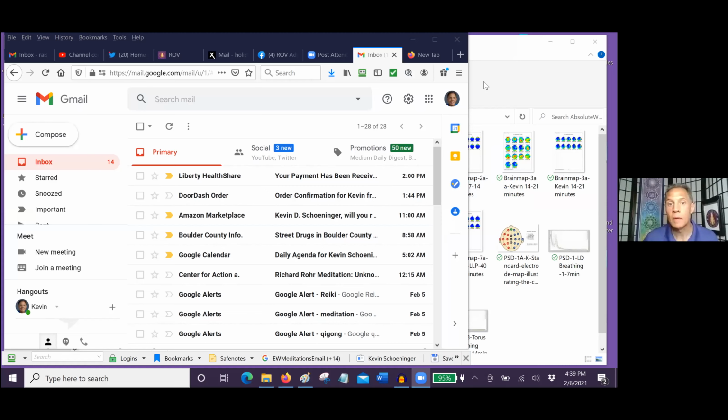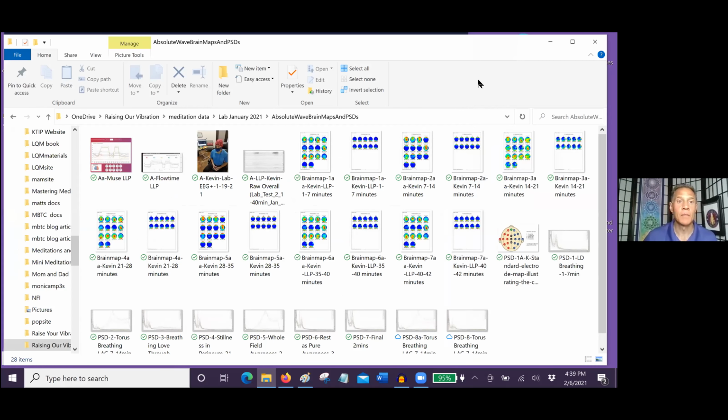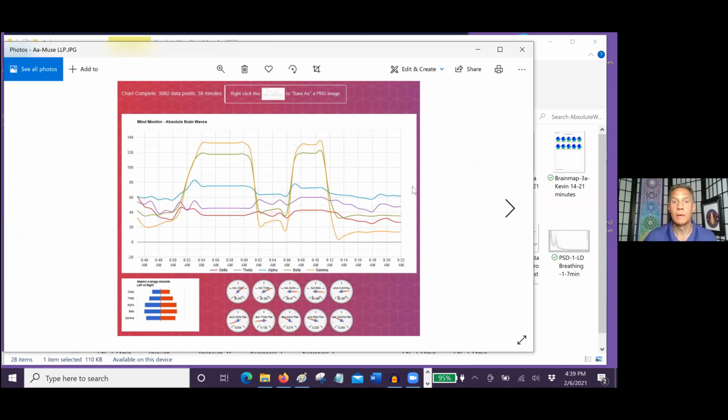So let me share my screen. Okay, can you see my arrow here? Can you see the arrow moving? Okay. And then I'm going to move that over here.